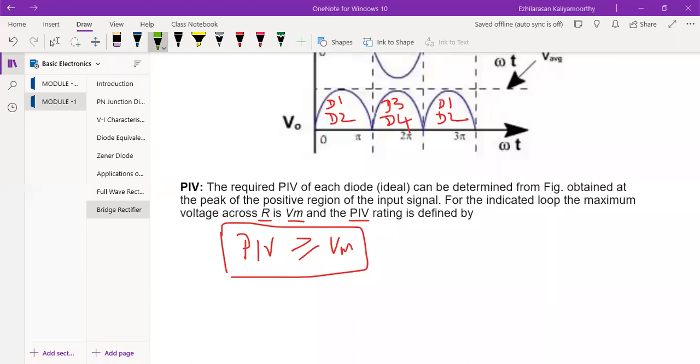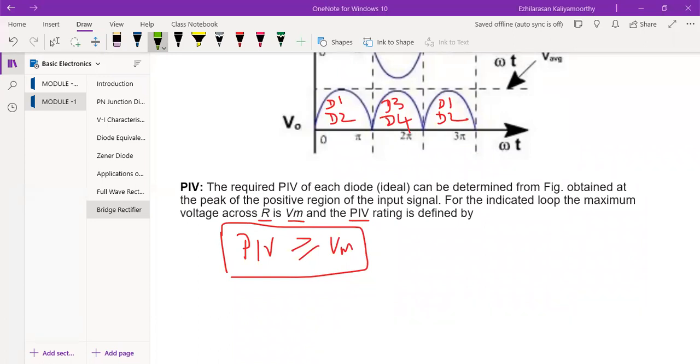Now, let us see the applications of the full wave rectifiers. Full wave rectifiers are normally used for supplying polarized voltages in welding, and for this bridge rectifiers are used. Full wave rectifiers are also used for detecting the amplitude of modulated radio signals.